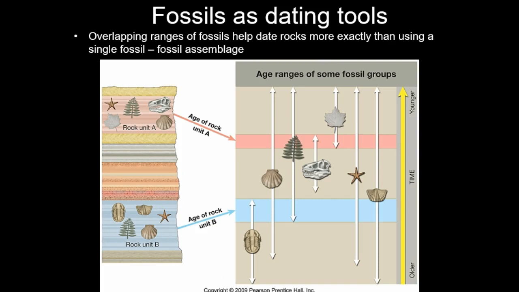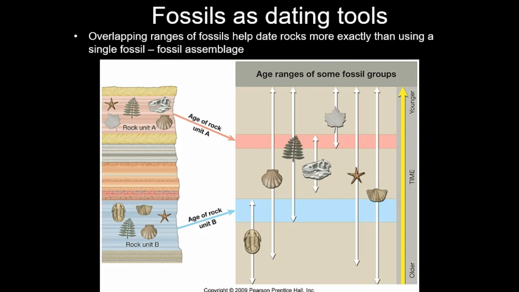Also, aside from being amazing tools for correlation and for dating, fossils themselves, their presence in a specific rock suggests certain types of environments of formation or deposition. For example, the presence of a bivalve, which is kind of like a clam or an oyster, suggests a fairly shallow marine or potentially lake environment.